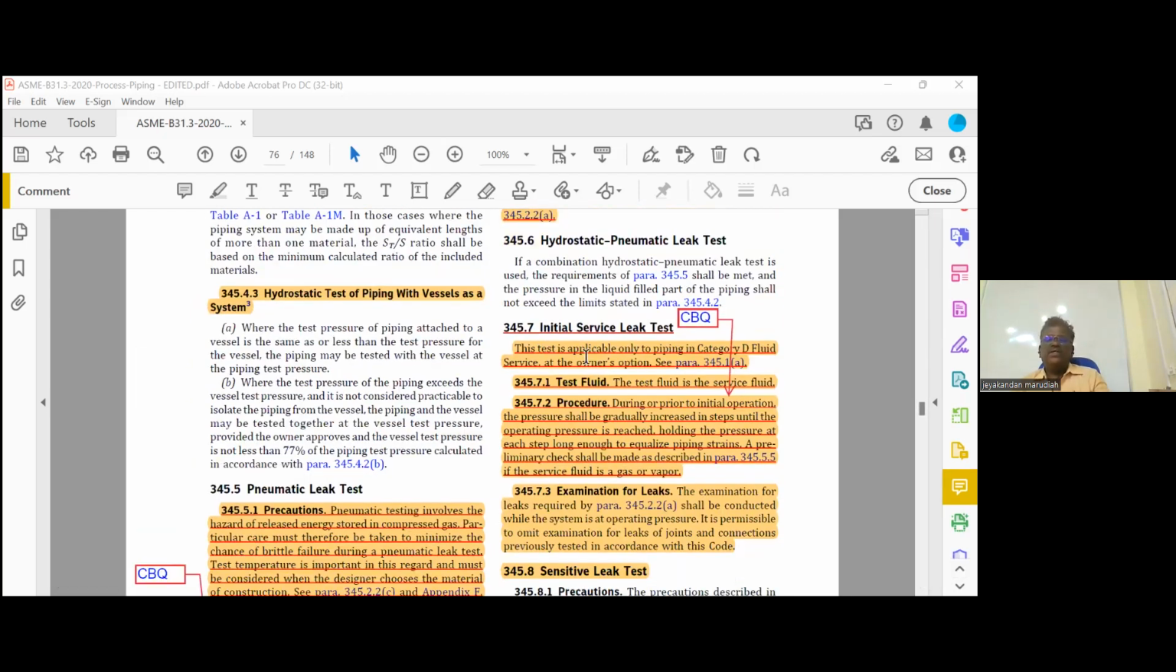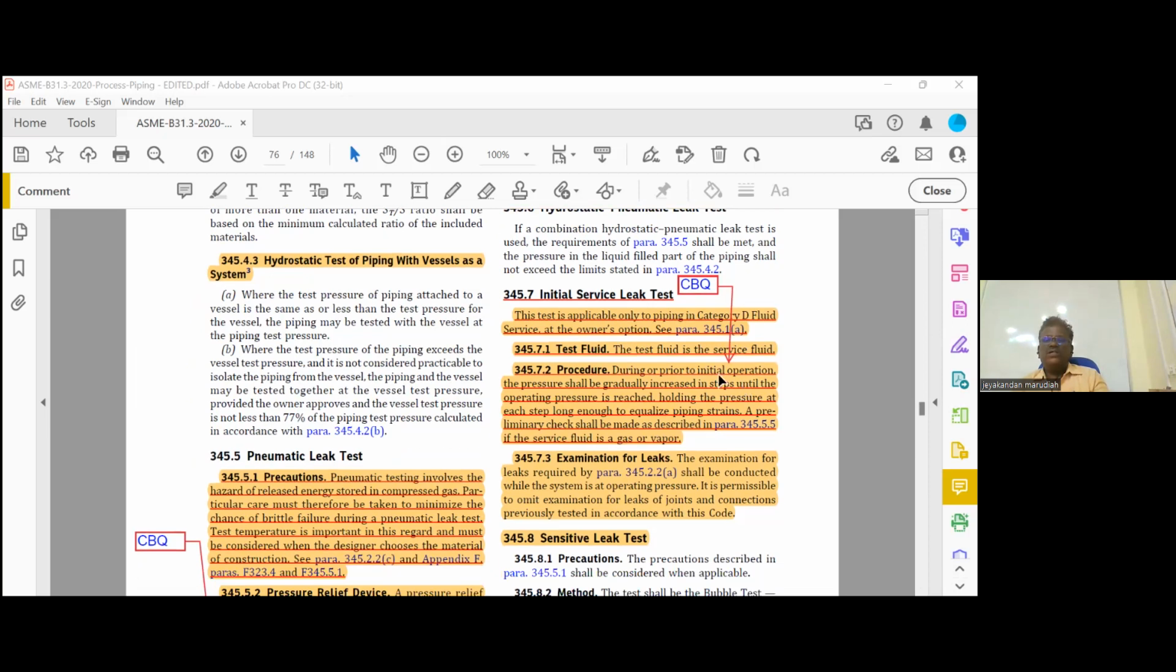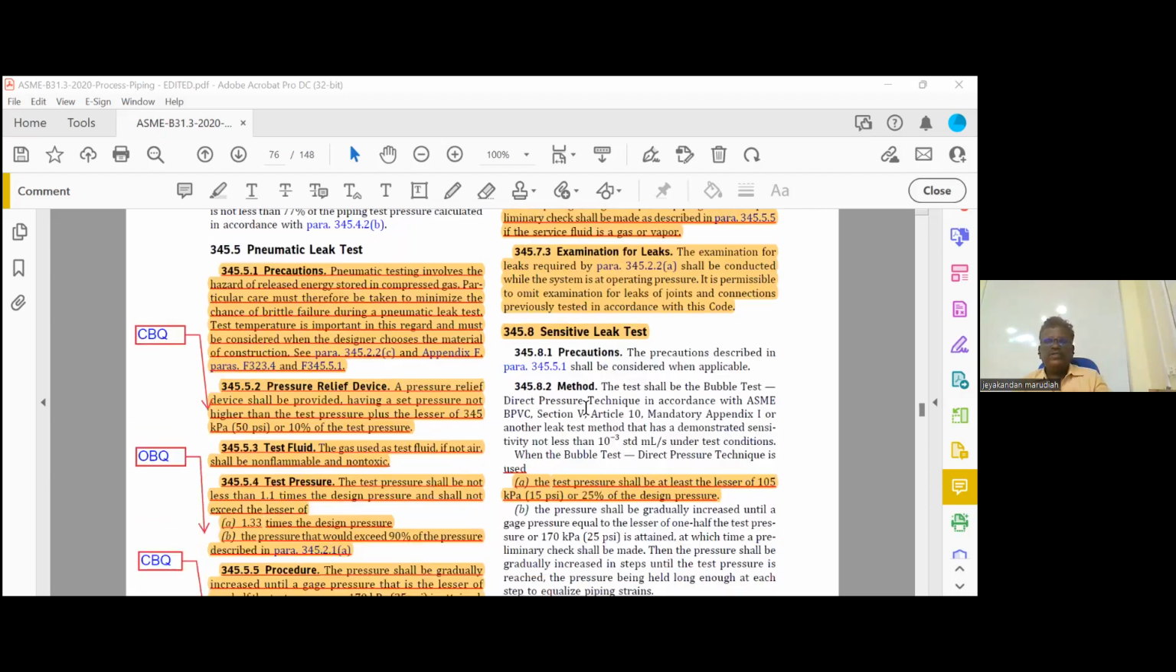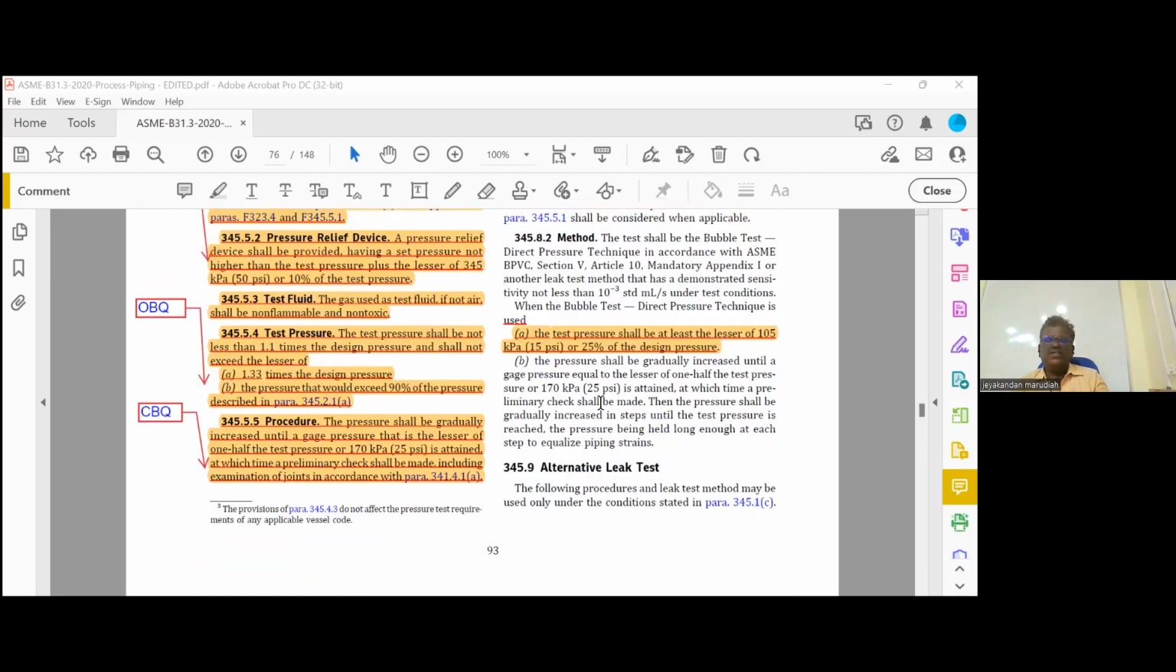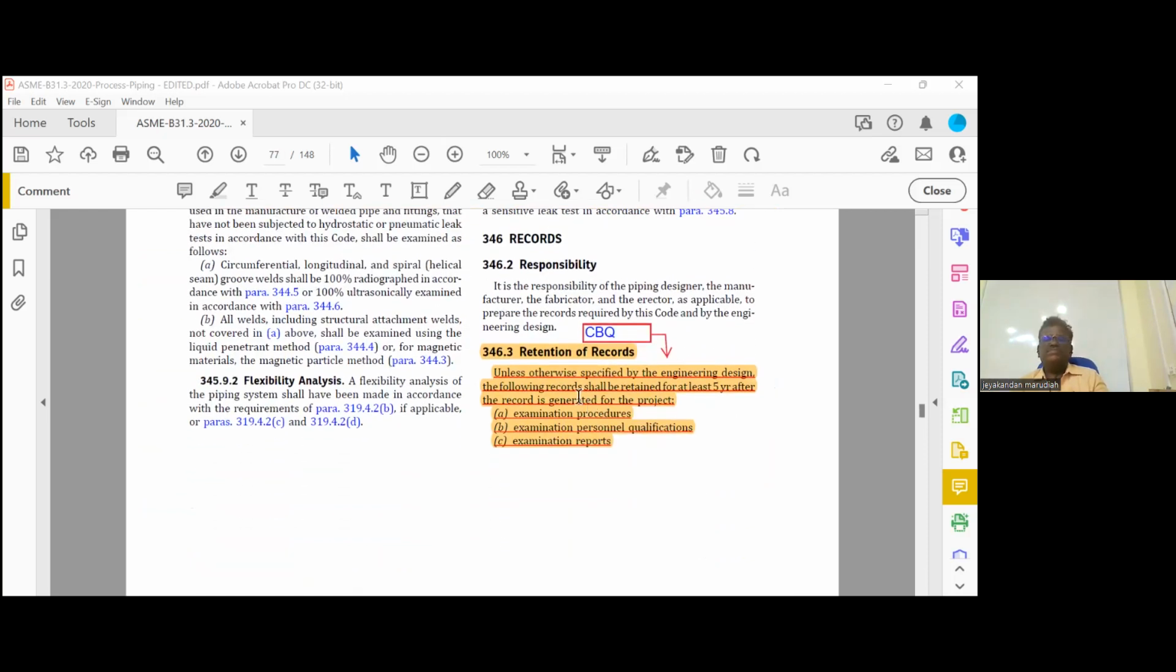Then the in-service test. The test is applicable only for Category D at the owner's option. The test fluid is the service fluid. This is important: prior to initial operation, the pressure shall be gradually increased in steps until the operating pressure is reached. Then there is one thing called the sensitive leak test. If you highlight this one, the test pressure shall be at least the lesser of 15 psi or 25%. It is not important. The next page, records. Unless otherwise specified by the engineering design, the following records shall be retained for 5 years. That is important. The examination procedure and qualification report should be retained for 5 years after the record is generated.